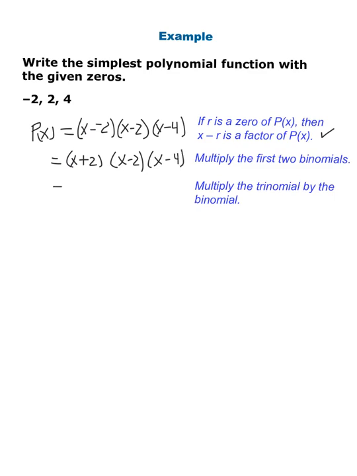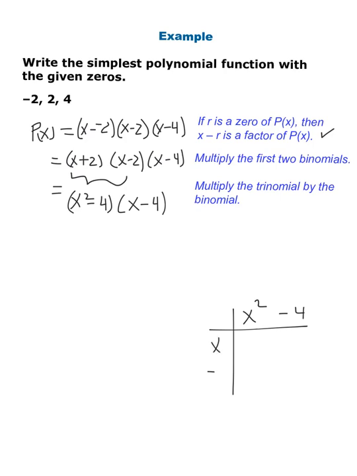And now all I need to do is multiply the first two binomials. So what do I get? It's a difference of two squares, x squared minus 4, and then I have x minus 4. Then I just need to go to the next step, and I can show you here an easy way to do that. x squared minus 4, and then we have x minus 4, so we get x cubed minus 4x. This is minus 4x squared, and this is 16.